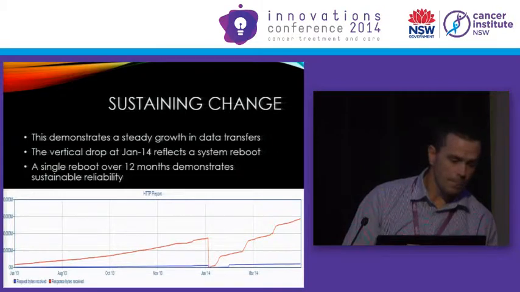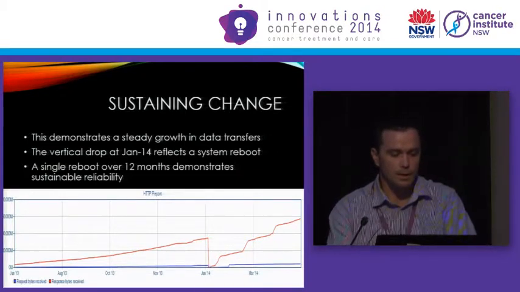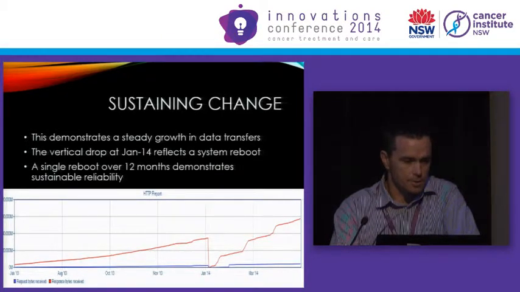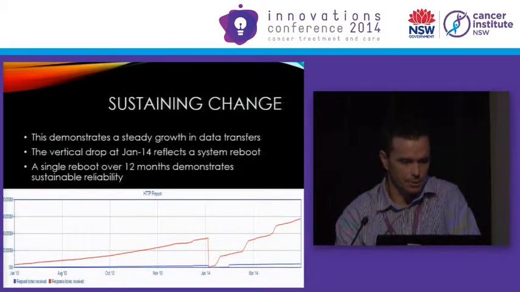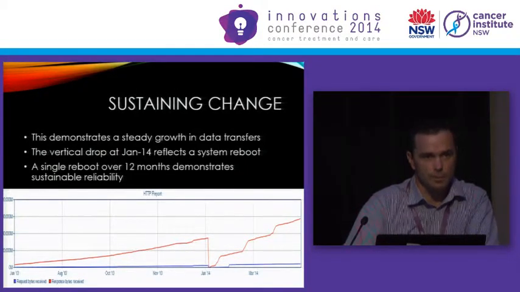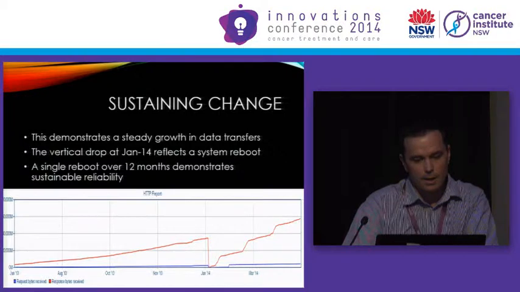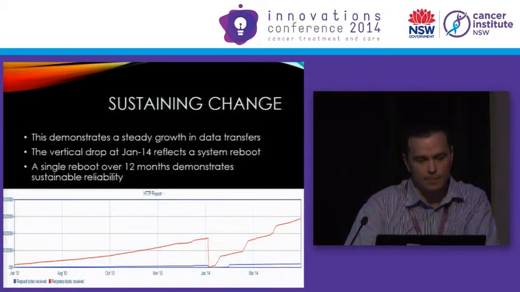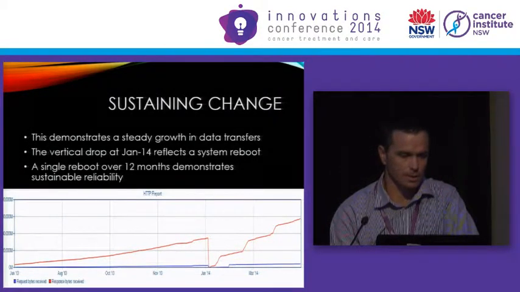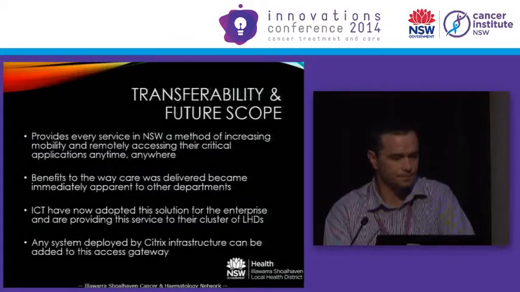This graph demonstrates, again, sustainability. It shows a steady growth in user transfers over time, and the vertical drop you can see here was at January 2014. That reflects a system reboot that was required. So we've had one period of downtime where the system needed to be rebooted. A single reboot over 12 months, I think, shows quite a good level of reliability.